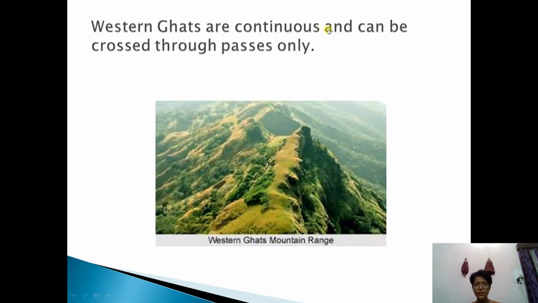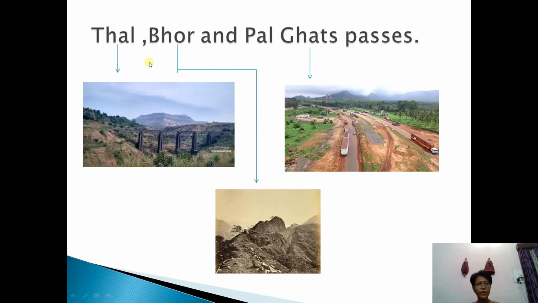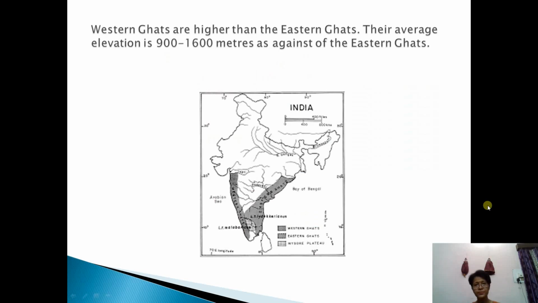Western Ghats are continuous and can be crossed through passes only. So here, this Western Ghats, it is a regular, you can say continuous mountain range, and only some passes are there through which we can cross it. Passes means in between two mountain ranges, a narrow corridor through which the people can move. Three passes I am showing which lie over Western Ghats: Thal, Bhor, Palghat.